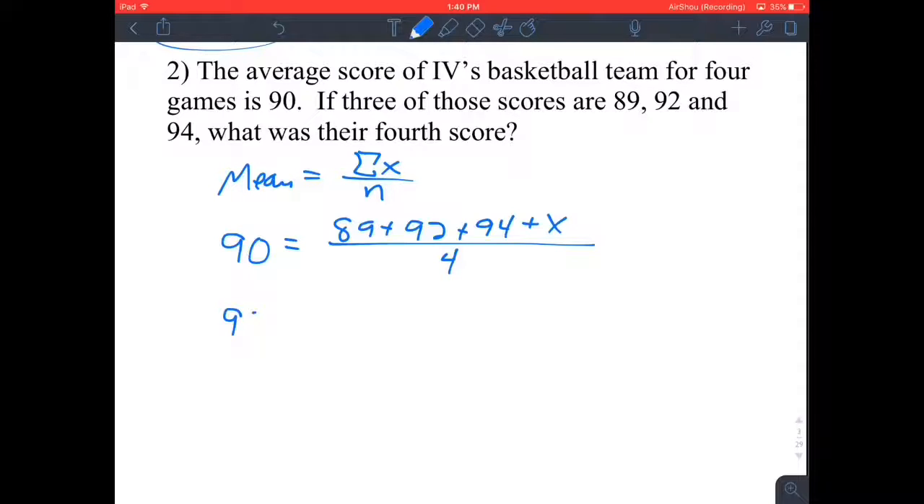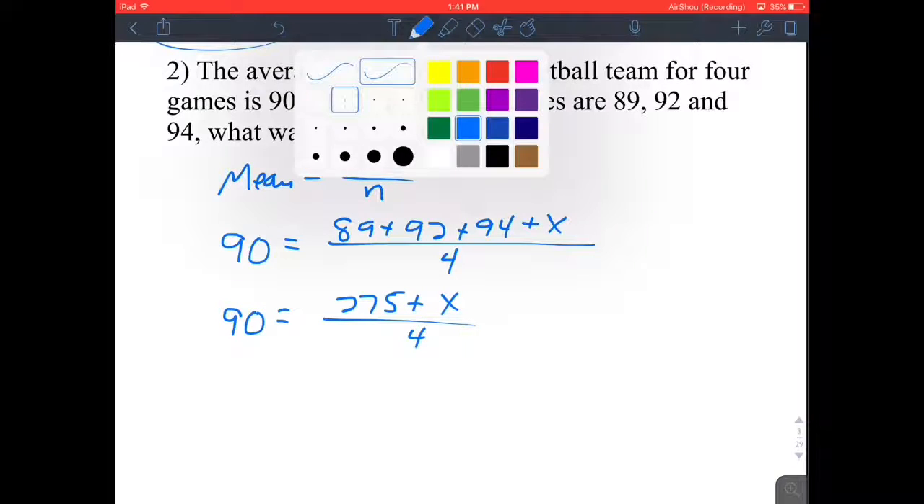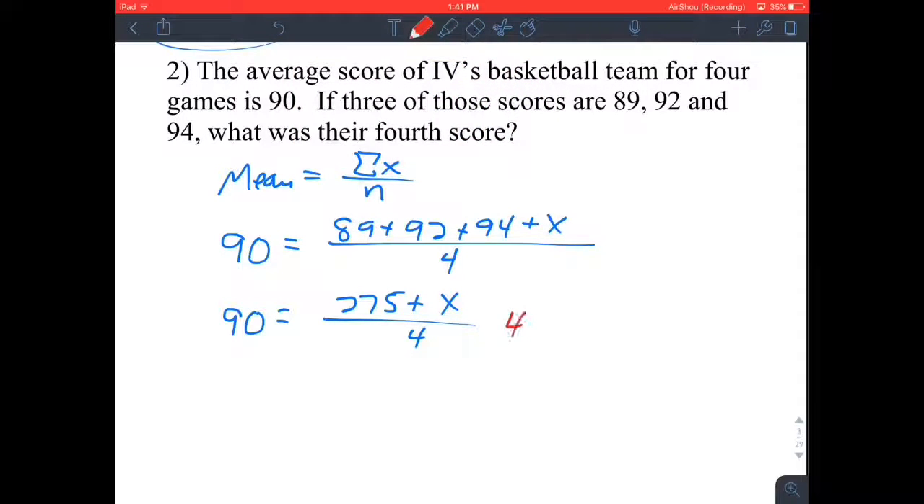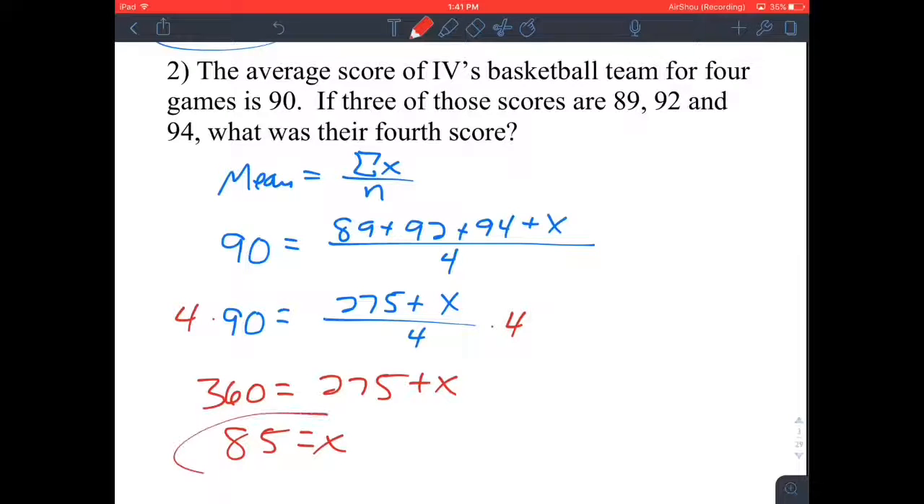So, if we simplify this, 89 plus 92 plus 94 is 275. If we multiply both sides by 4, trying to get rid of this fraction, trying to get x by itself, we're going to get 360 equals 275 plus x. If we subtract 275 from both sides, we get that the 4th game must have been 85 points.